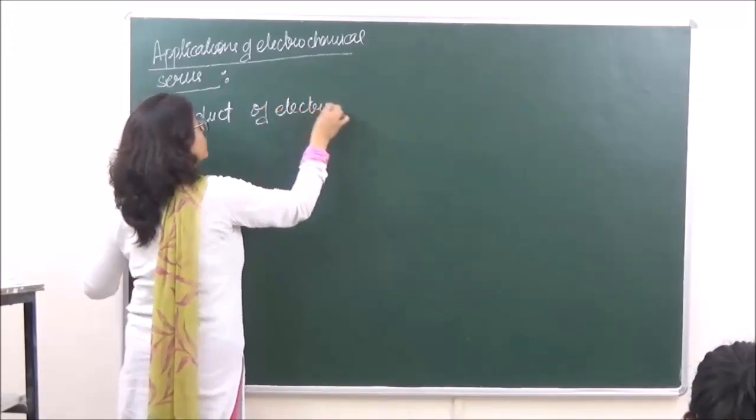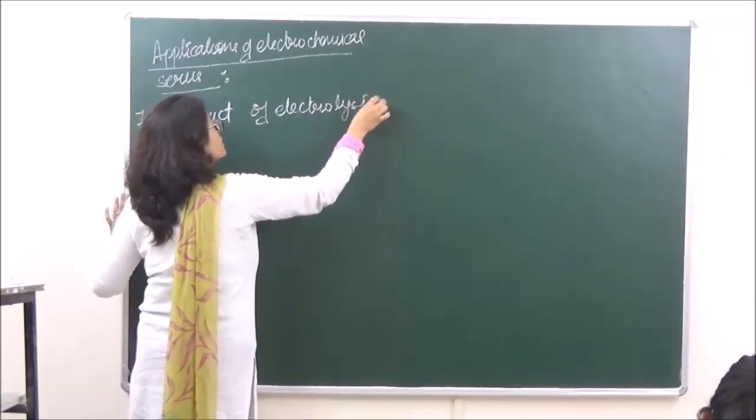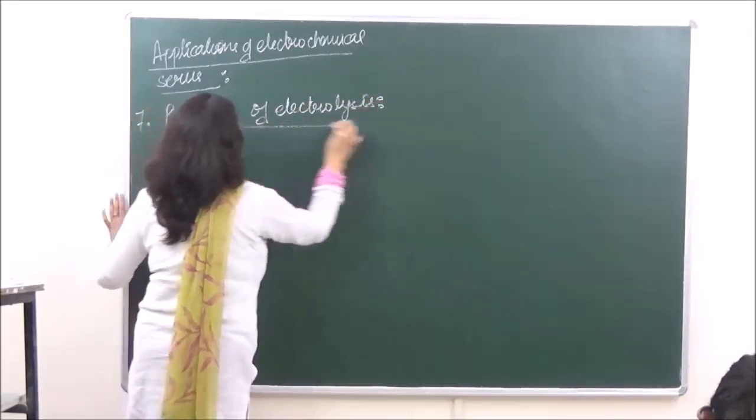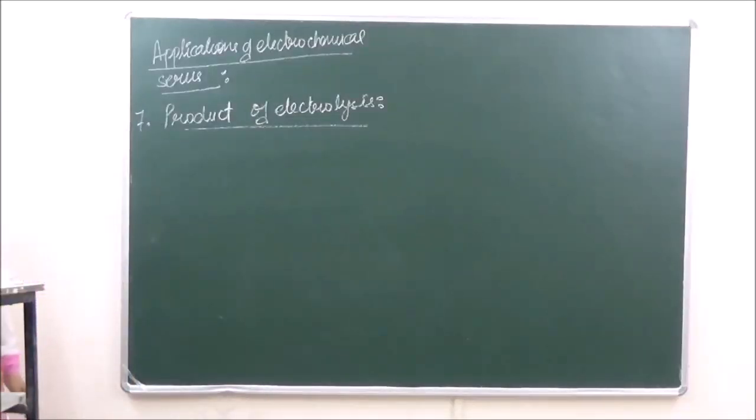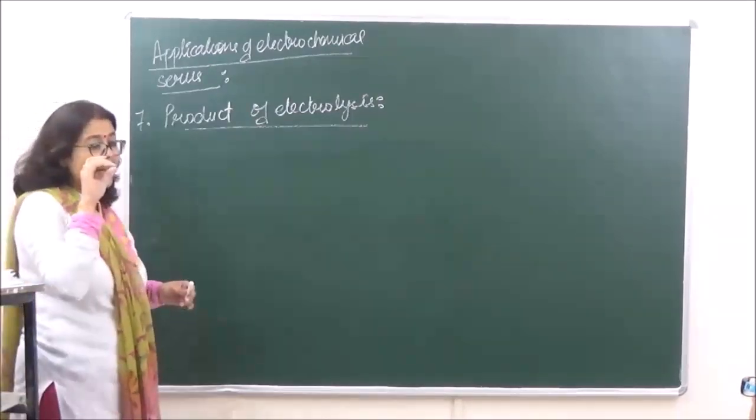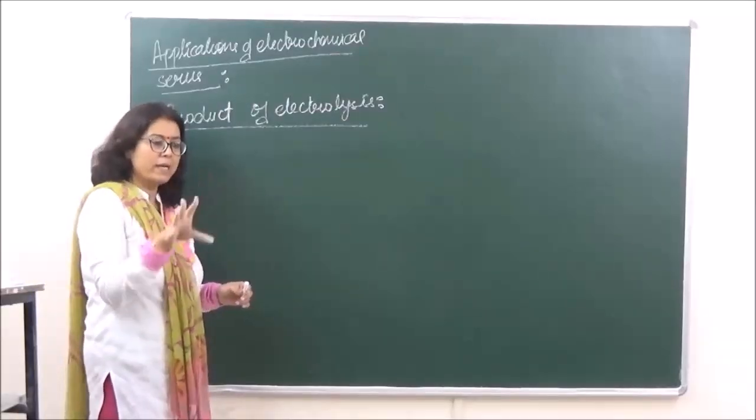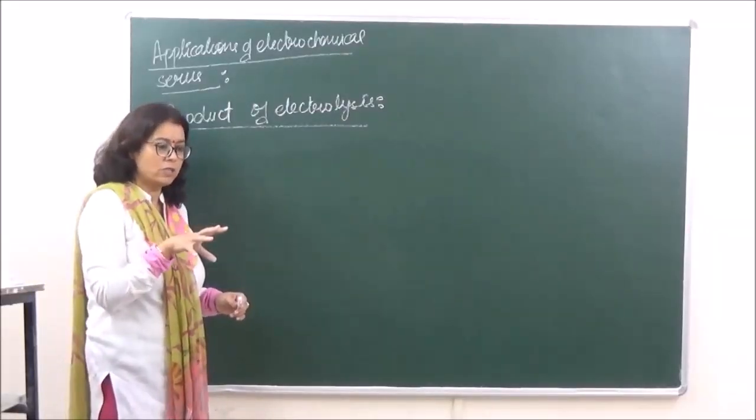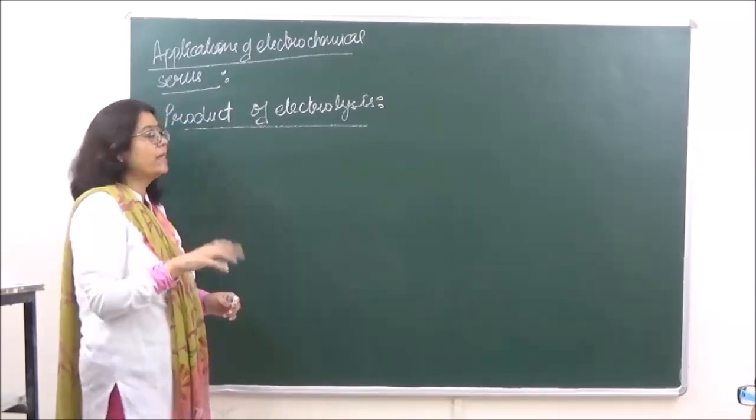In fact, this kind of question has come in your boards for the past 2-3 years. So how do we predict the product of electrolysis? Sometimes it so happens that we are taking aqueous solutions, and in that case, we are yielding 2 cations and 2 anions. This you've done in your electrolysis, right? We are yielding 2 cations or 2 anions.